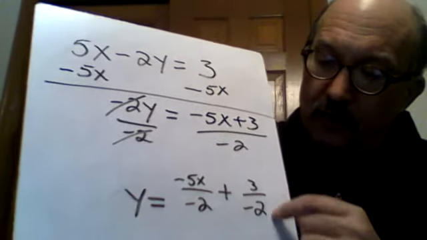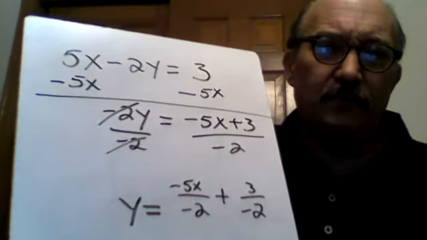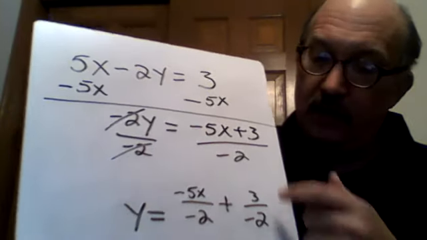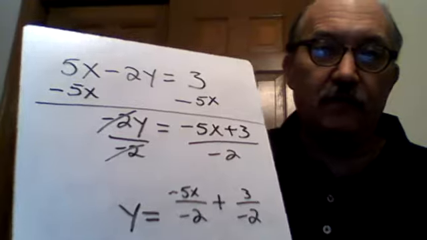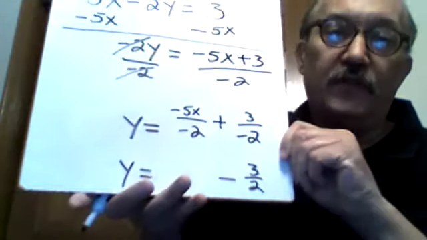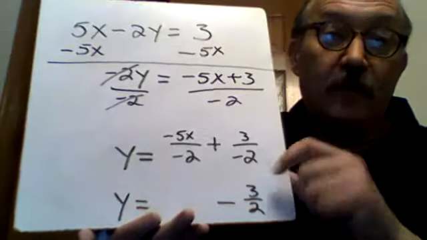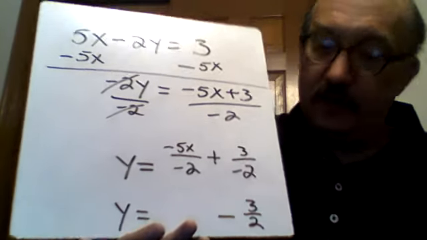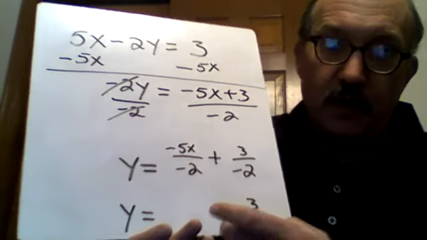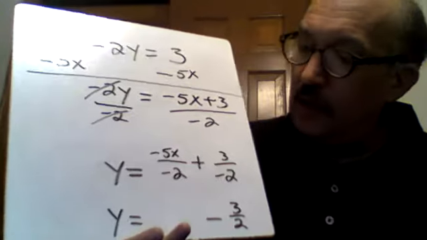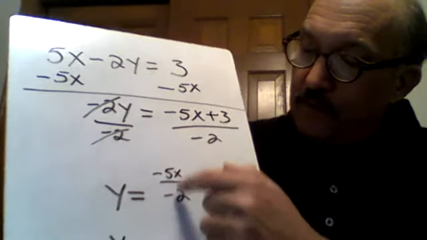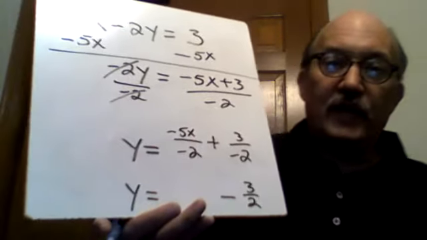Now let's look at this first. What's 3 over negative 2? Well, that's negative 3/2. Positive over negative is negative. So the y-intercept of this line is negative 3/2. That's what this number over here is. It's the y-intercept.